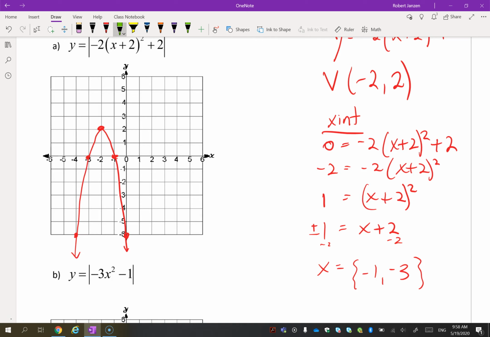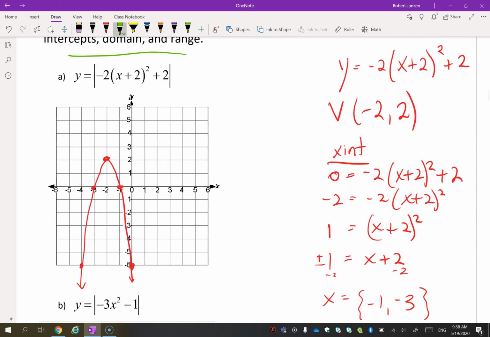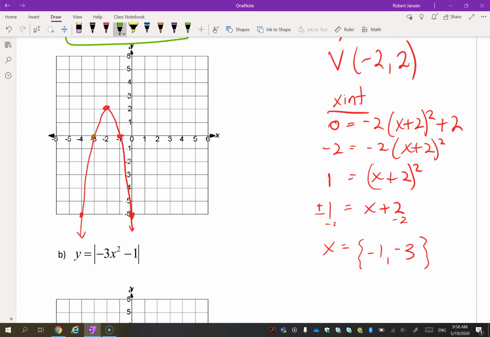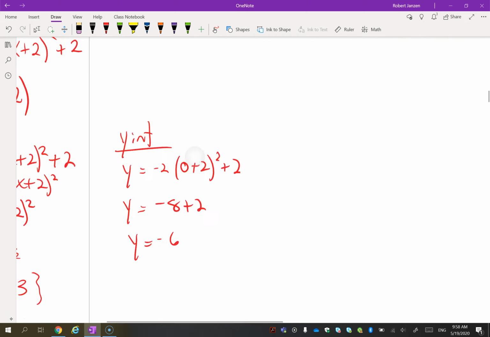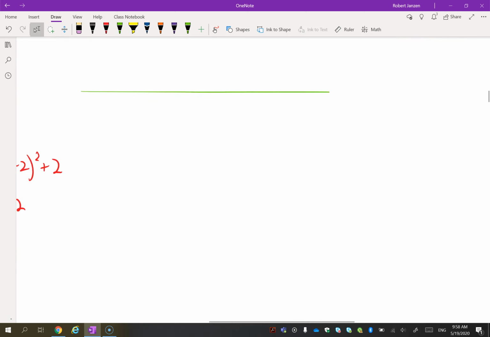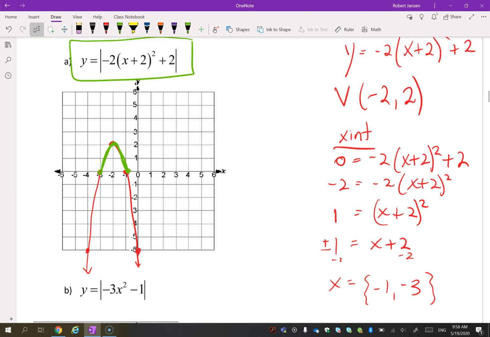There's the parabola. Now let's take the absolute value of that. Critical values, the x-intercepts. This part of the graph was positive. I don't need to move it. Okay, but these two pieces are negative. The y values are negative. So if I take the absolute value of them, this negative 6 becomes positive 6. And this negative 6 becomes positive 6. So I'll have a graph that looks like that.